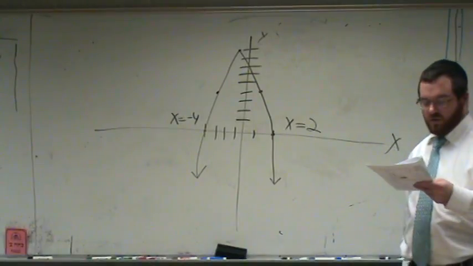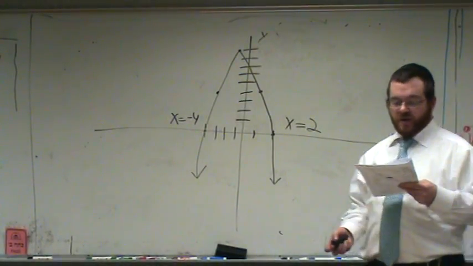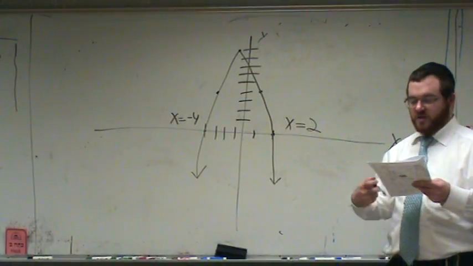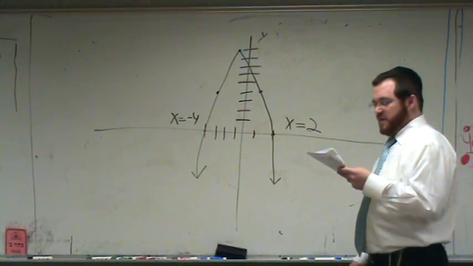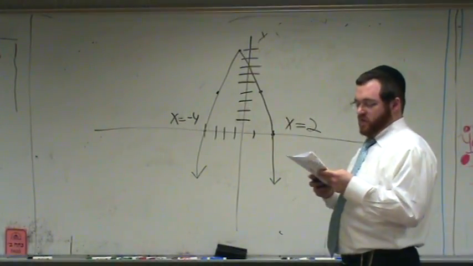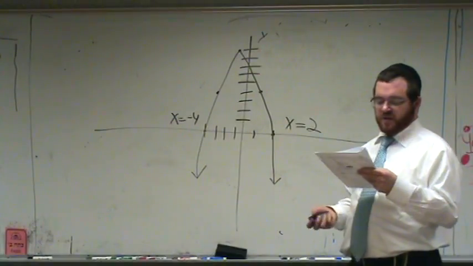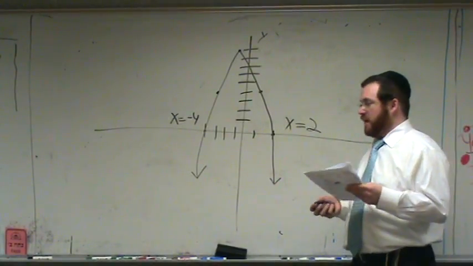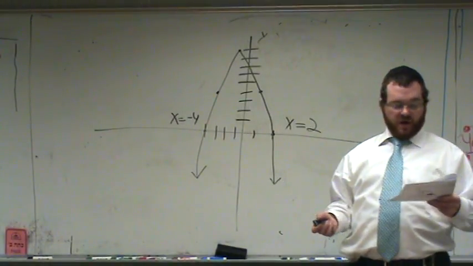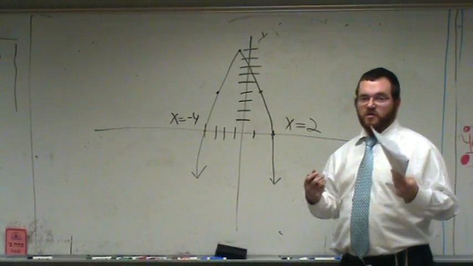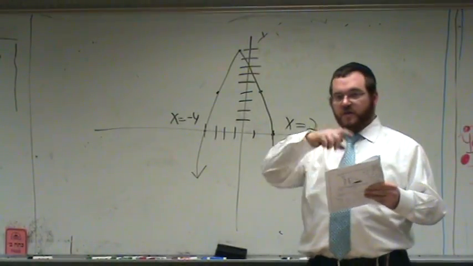Question 16. The equation y equals negative x squared minus 2x plus 8 is graphed on the set of axes below. Based on the graph, what are the roots of the equation negative x squared minus 2x plus 8 equals 0? Now, you should not start trying to figure this whole thing out. They're just asking what are the roots. There's a lot of extra information. You don't need to know this whole equation.